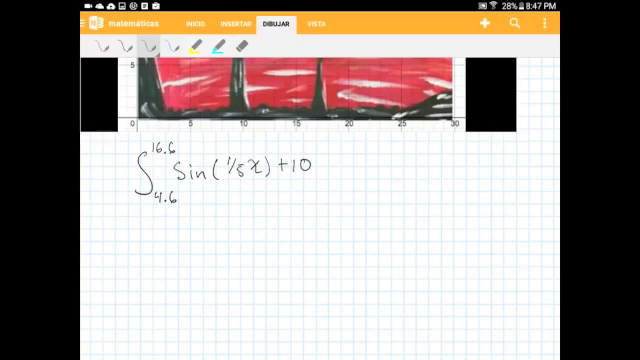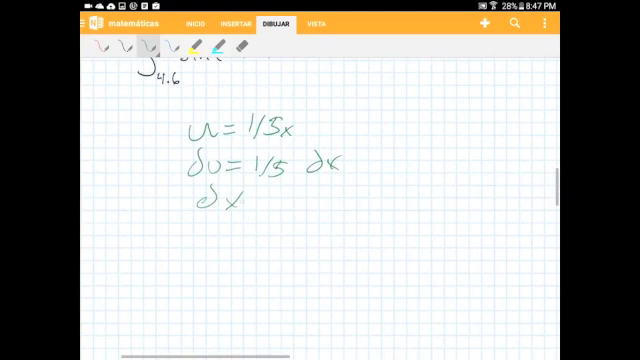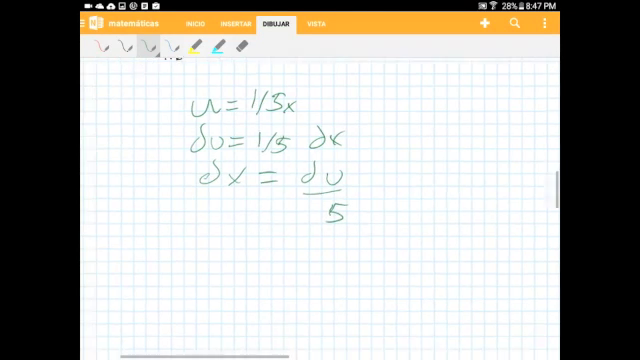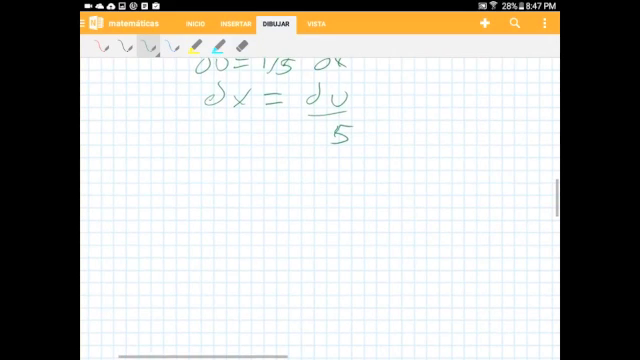Well, now we will continue with the integral of the formula. In this case, we will need to use a substitution method: u equals 1/5 of x, du equals 1/5 dx, which will be du over 5. Then we will plug in: sin u du over 5 plus 10.